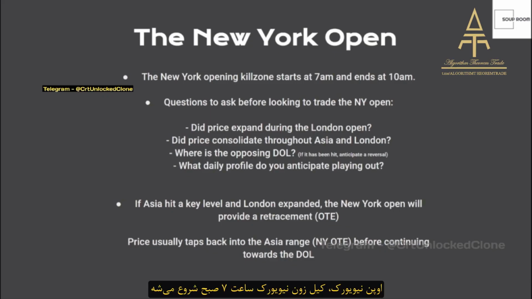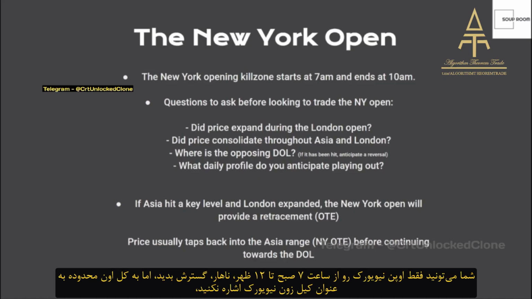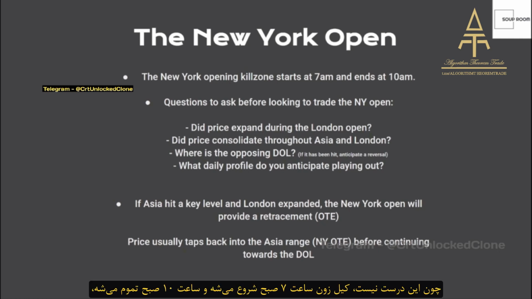The New York Open. The New York opening kill zone starts at 7 a.m. and ends at 10 a.m. Of course, the London close starts at 10 a.m. and ends at 12 lunchtime. You can just extend the New York Open from 7 a.m. to 12 lunch, but do not refer to that entire range as the New York opening kill zone, as that would be incorrect. The kill zone begins at 7 a.m. and ends at 10 a.m.